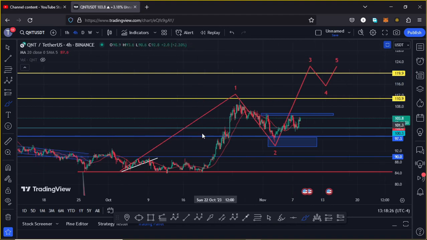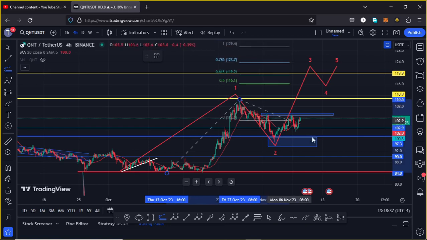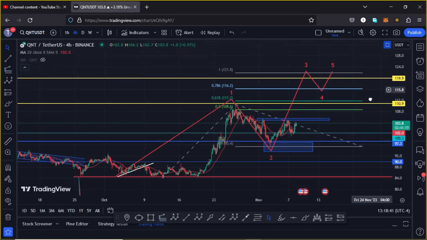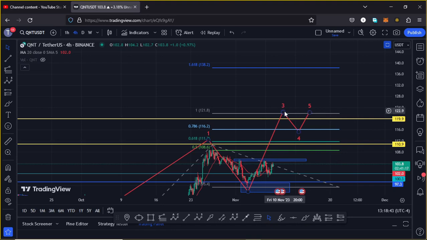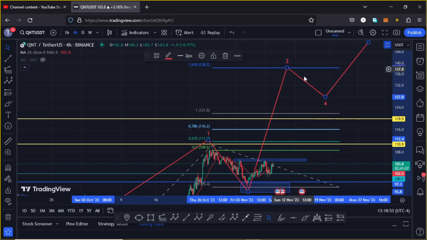The minimum target areas for the third wave can be given by connecting the trend-based Fibonacci from the low of the first wave to the high of that wave 1, then dragging the Fibs to the low of the second wave, giving me a minimum target area at the Fib level 1.618, and that is above the $138.2 mark. And once we have a high in that wave 3, we can expect a wave 4 and then a wave 5 to the upper side.